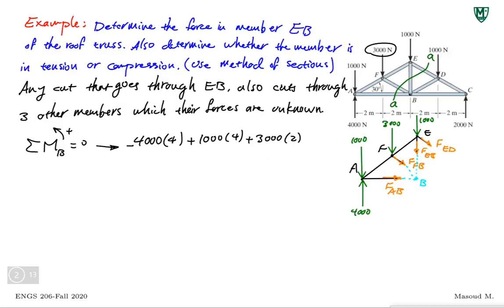Let me move this a little bit so if you type something, I can see. All right. And the last one is FED. Now, how do we find the FED? The moment created by FED about point B. Remember, it goes back to the whole idea of the principle of moments.